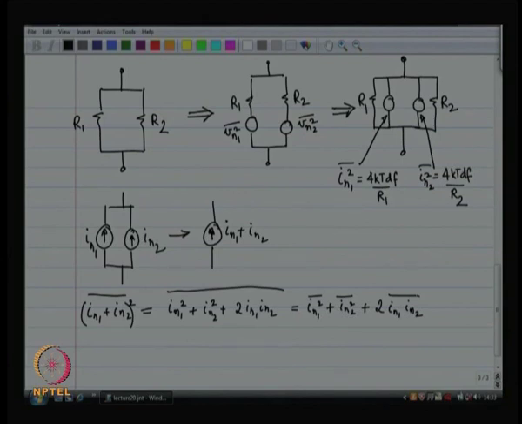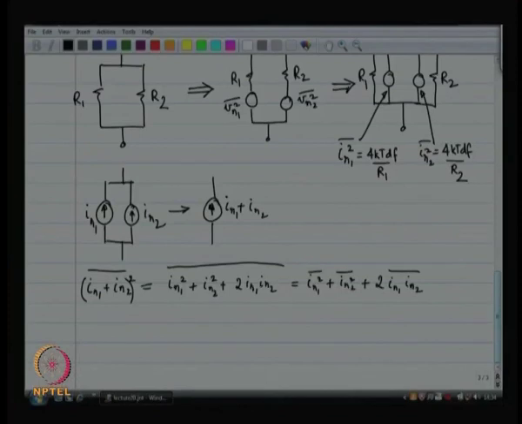Now, the first term I n 1 squared, we know what it is. Second term I n 2 squared, we know what it is. The third term I n 1 I n 2, mean of that is 0, because I n 1 and I n 2 are two independent random processes. They have nothing to do with each other. So, the cross correlation of I n 1 and I n 2 is equal to 0. Okay. So, this third term is equal to 0.